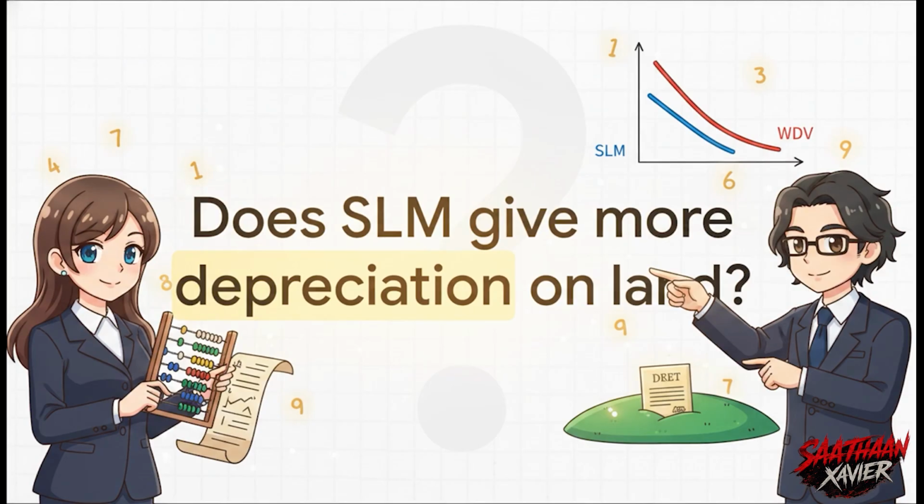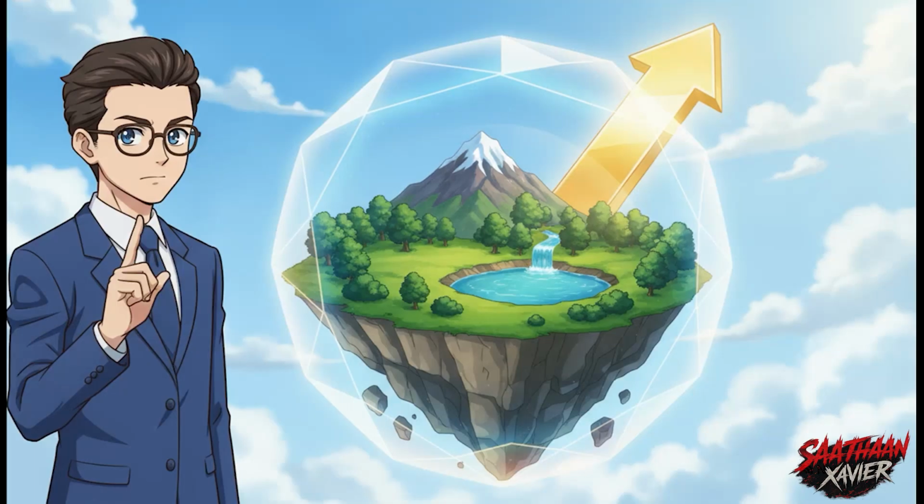Let's look at one final, very sneaky true or false question. The examiner asks, while calculating depreciation, does the straight line method give more depreciation on land than the written down value method? Take a second to really think about your formulas here. Well, it's a complete trick. The answer isn't about which calculation method is higher or lower. The answer is false entirely, because land has an indefinite useful life. You never depreciate land. In fact, as we all know, land usually appreciates in value over time. So do not fall for the examiner trying to make you calculate complex math on an asset that shouldn't even be touched in the first place.